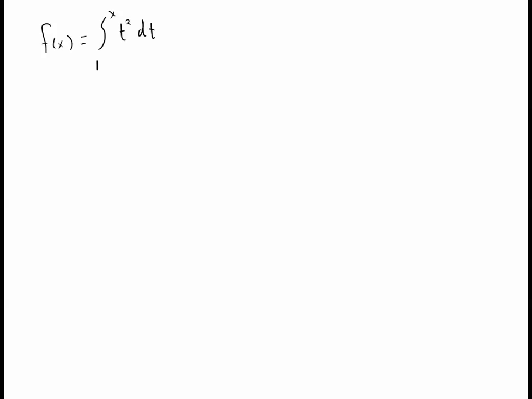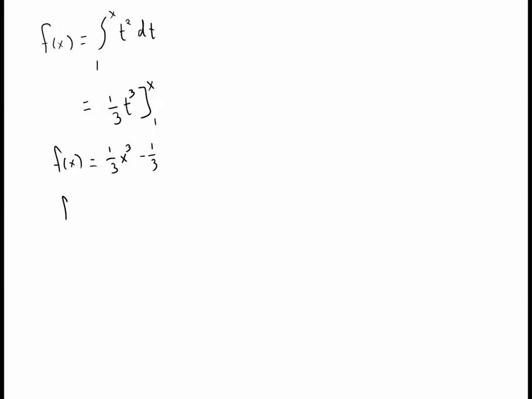But if we look at this longhand, if we were to integrate t squared with respect to t normally, this would be 1/3 t cubed. We're integrating from 1 to x. And if we substitute in the upper limit, this would be 1/3 x cubed, the lower limit, minus 1/3. That's what the original function is.